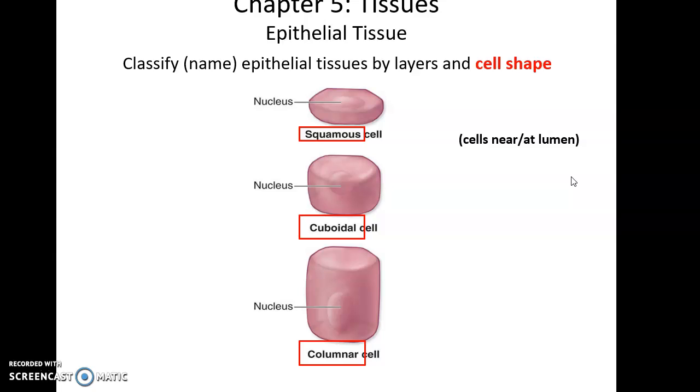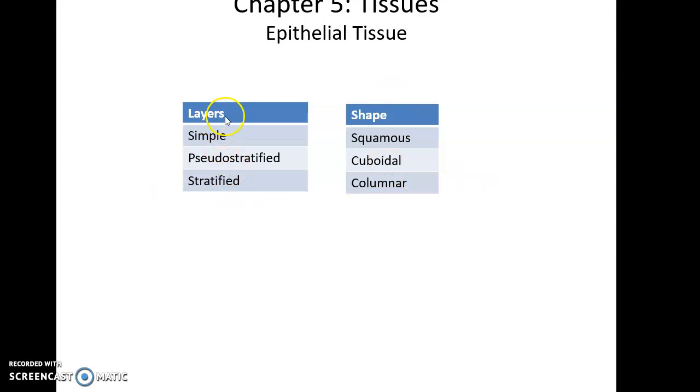All right, and then by cell shape, three main cell shapes that we look for: squamous or flat, cuboidal, where it's about as tall as it is wide, and columnar, where it's much taller than it is wide. And when we talk about cell shapes, we're talking about the cells near the lumen, near that open space. Those are the ones we look at for the shape. So again, two categories: layers, simple, pseudostratified, stratified, and shape, squamous, cuboidal, and columnar.